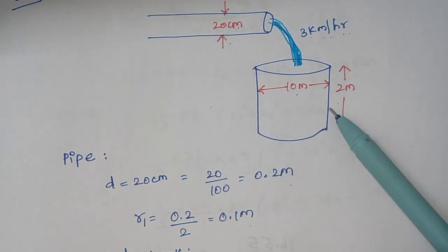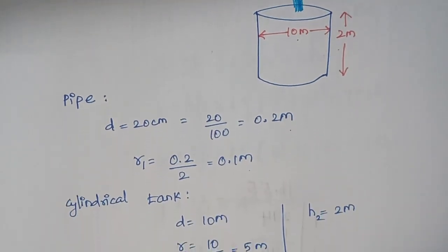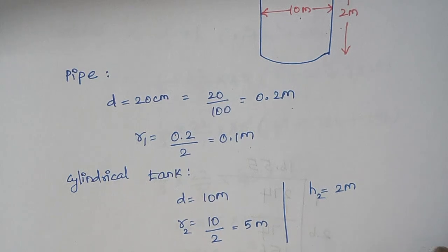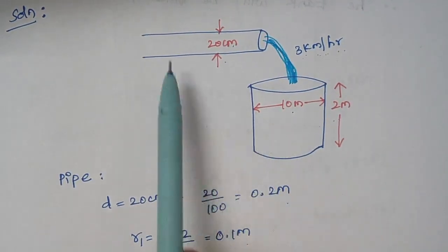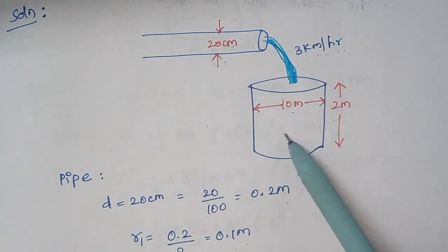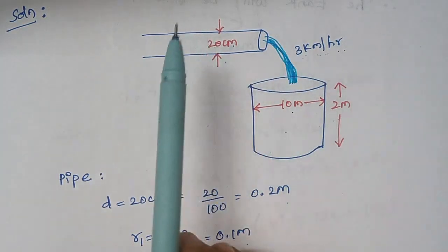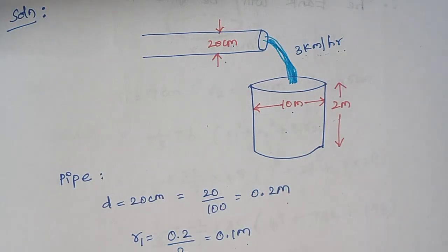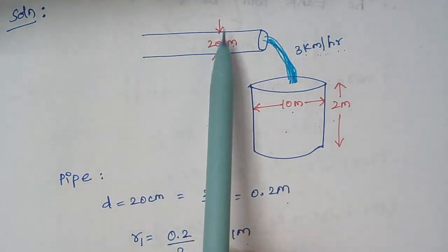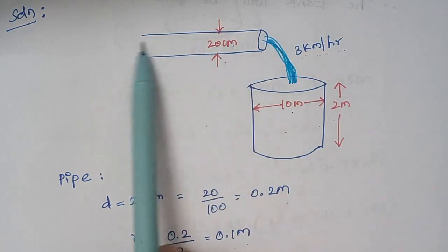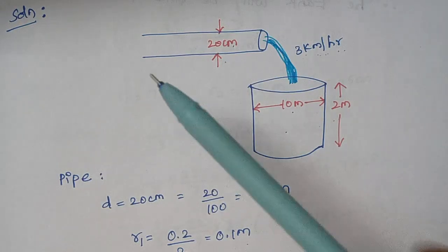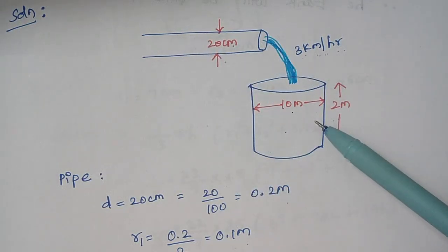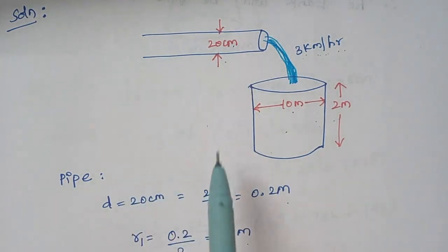Now we proceed with the cylindrical tank. Again the diameter is 10 meter, therefore the radius is 5, and the height is 2 meter. Now, the basic concept again here is the volume of the pipe should tally with the volume of the cylinder, because this is the pipe that fills the cylinder. But here we know only the radius, we don't know the length. So what we are doing here is equating the volume of the pipe to the volume of the cylinder to find the length of this one.